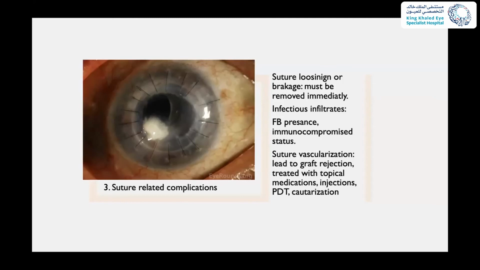Another suture-related complication is suture vascularization. This actually needs a very prolonged time to be treated with either topical medications like immunosuppressants and steroids, and also subconjunctival injections. One can also do BDT or vessel cauterization in the OR if needed.